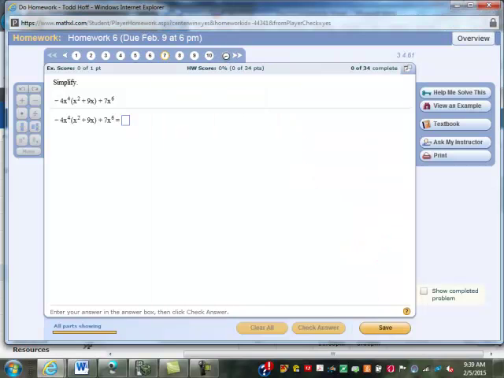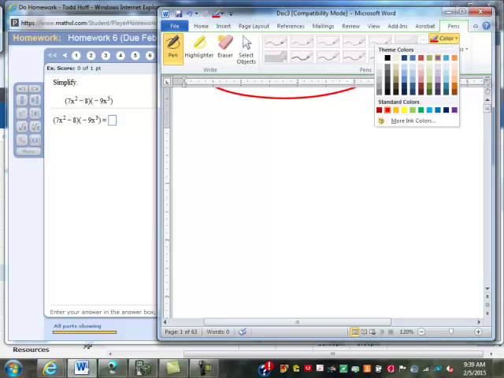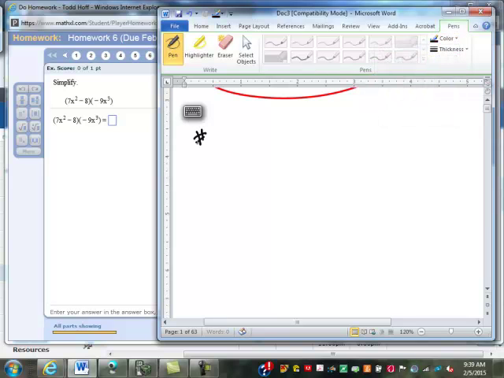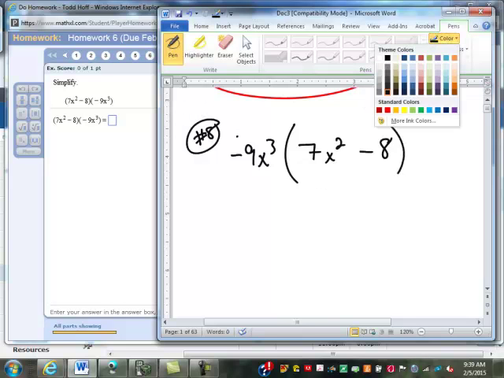Okay, go to 8. So number 8. Number 8 just is written kind of funny. Number 8 makes more sense if you rewrite it like this. And now it looks just like any of the other ones we've multiplied.